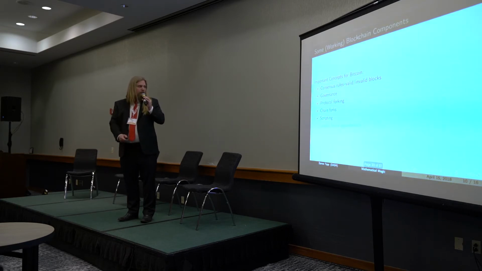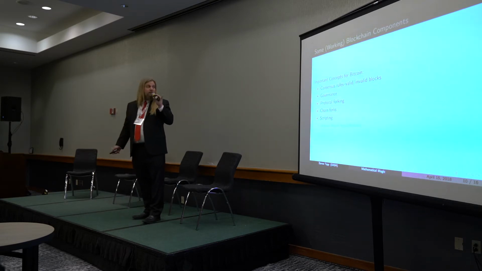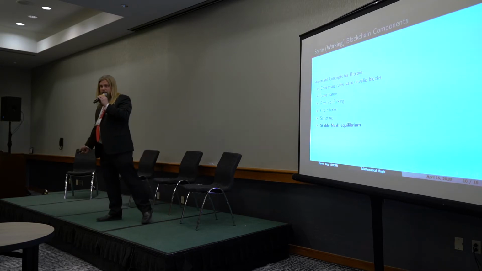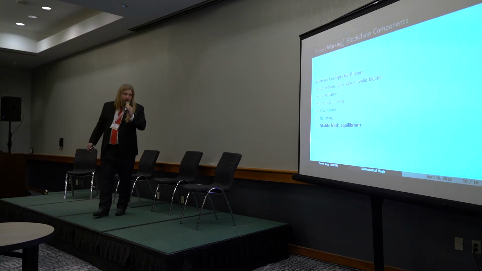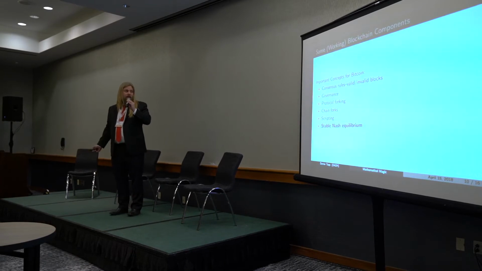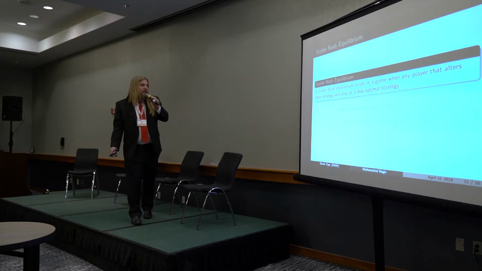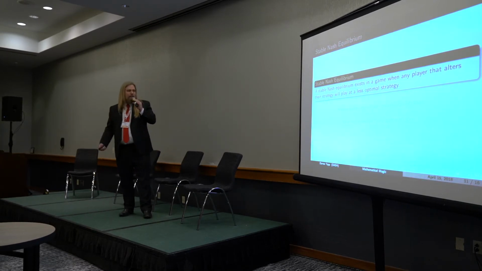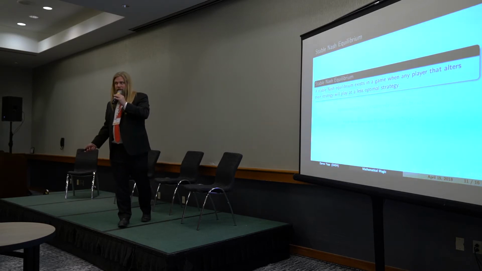There's scripting that's definitely used in Bitcoin, and I could spend time talking about all these, but I really want to focus on the concept of a stable Nash equilibrium. Anyway, that's a concept from math. So here's a definition. A stable Nash equilibrium exists in a game when any player that alters their strategy will play at a less optimal strategy, okay?